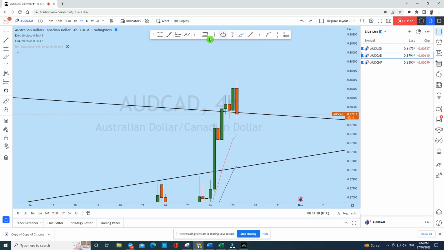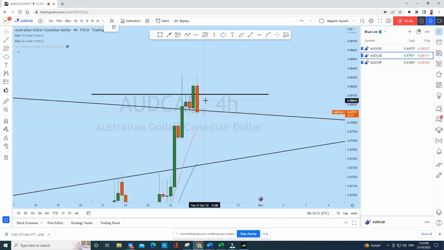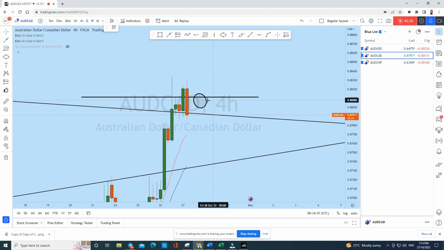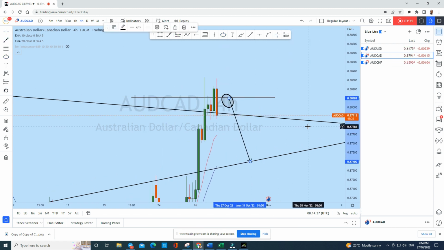And as soon as we find that opportunity along this zone, we'll consider shorting AUD/CAD from this zone with a high probability trade setup with our students.